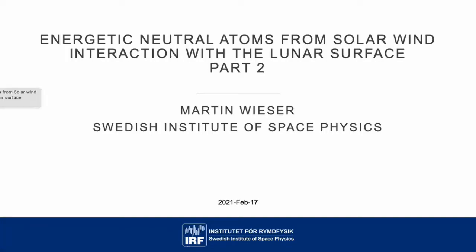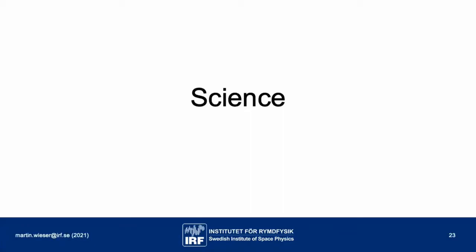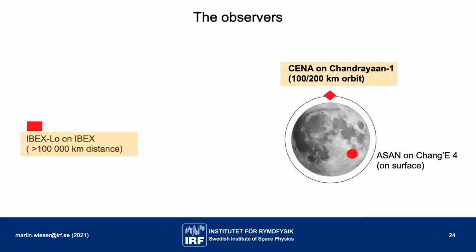In part 2 of my presentation, I will show science results obtained mainly from Chandrayaan-1 and also a bit from the ASSAD instrument on Chang'e-4. First, a view back on the slide which I've been showing already. So these are the observers for energetic neutral atoms emitted from the moon. We have IBEX low, far away, Chandrayaan-1 in orbit around the moon, and we have the ASSAD instrument on the lunar surface. I will first focus mainly on Chandrayaan-1 data from orbit.